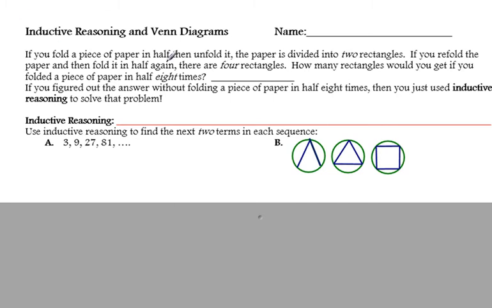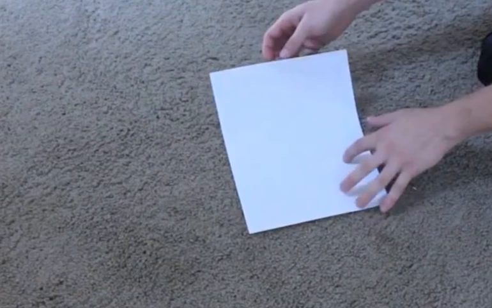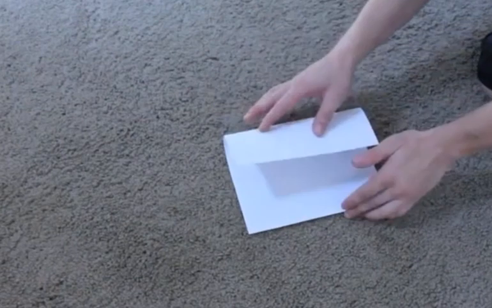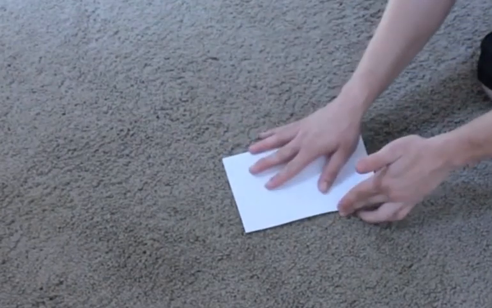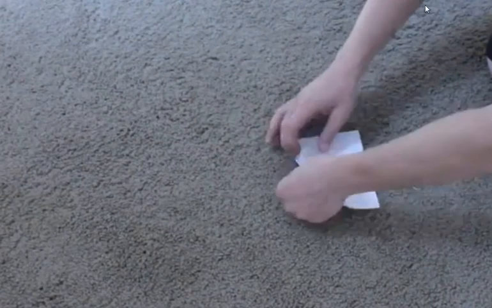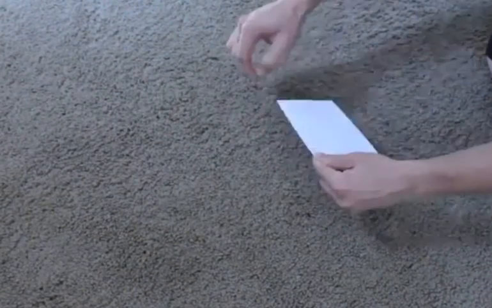So just imagine folding a piece of paper in half and then unfolding it. If you unfold the paper, it's divided into two rectangles. If you refold the paper and then fold it in half again, there are four rectangles. So we've got one fold, two rectangles will be formed. Two folds, four rectangles will be formed.